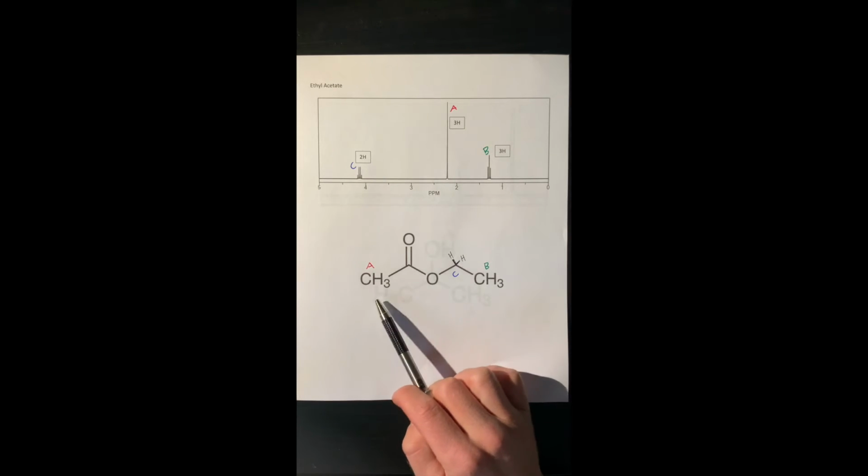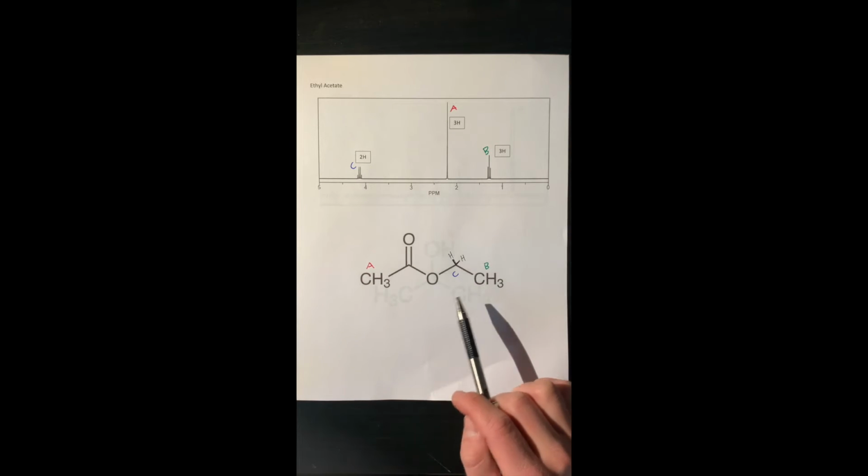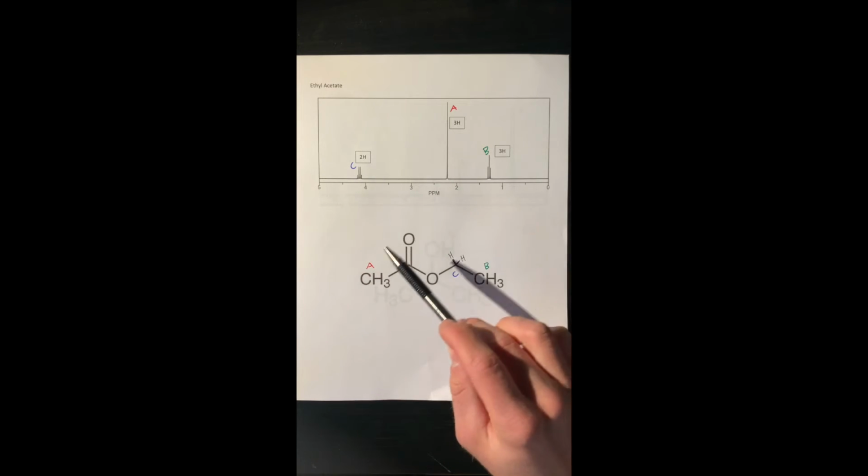Next we're going to be talking about ethyl acetate. The chemical formula of ethyl acetate is C3H6O2. I have the structure again right here for you to look at. As you can see, there's a methyl group right here, an ethyl group right here, and then right here in the middle, there's an ester.